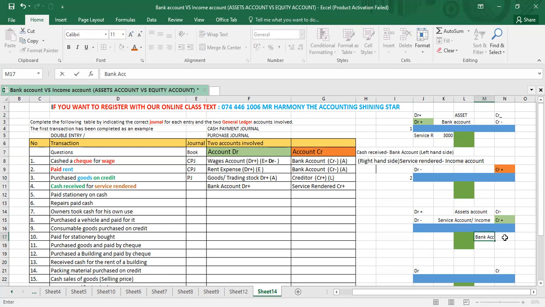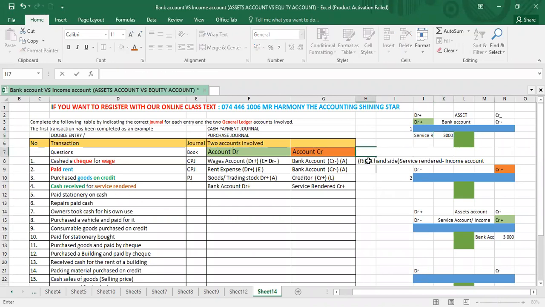How much are we receiving? How much are we transferring to the bank account? We're transferring the same amount, 3,000. So we are saying the service rendered account underneath here is being increased by the money that went to the bank account. Now we are saying the bank account is being increased by the service that we have offered to the customer, and we have received 3,000 rand in the bank account. Powerful. Right. Let us now go and move to another transaction.